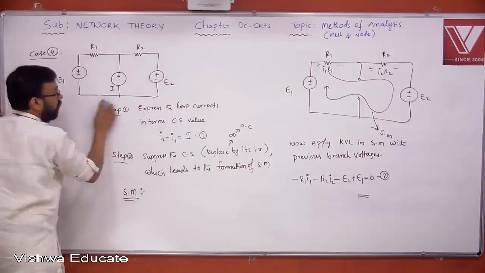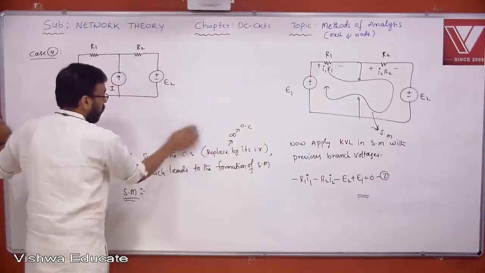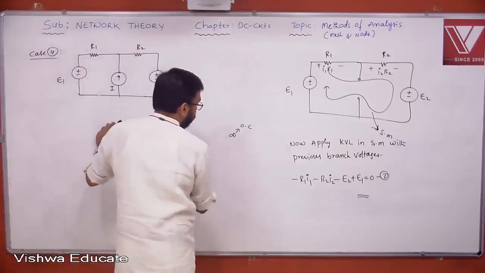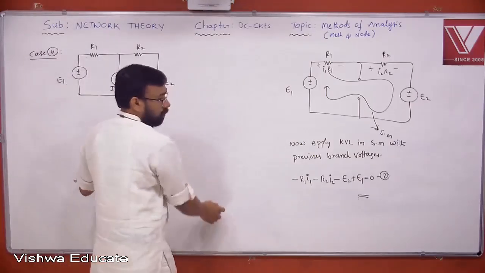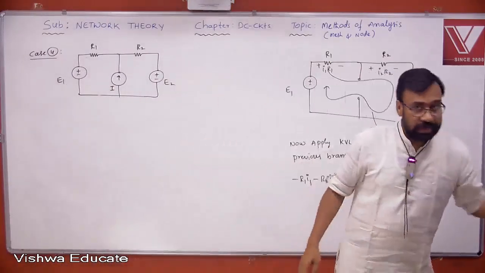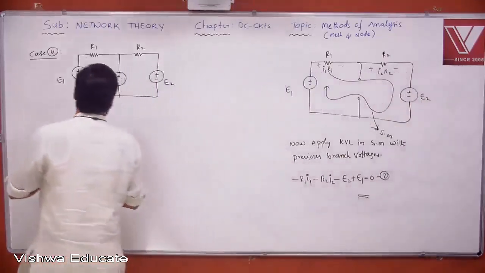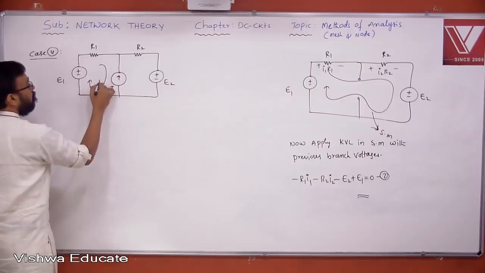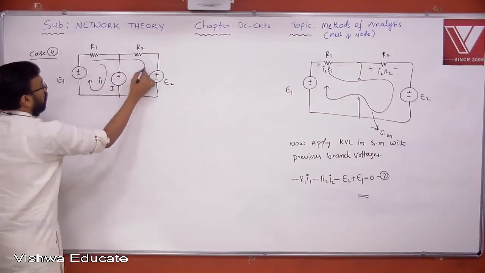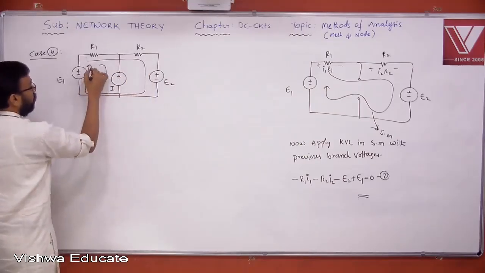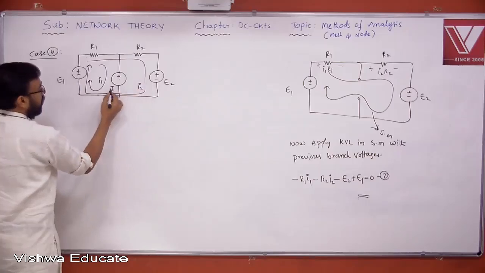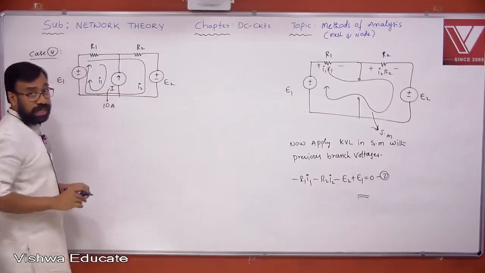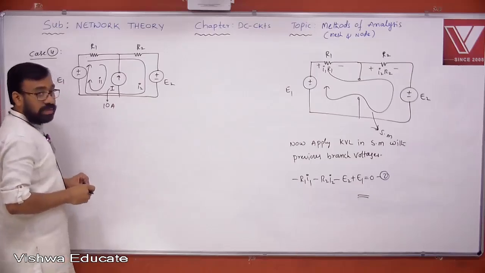Important observation. Look at this, all of you. Don't write anything. Now I give important points. Okay. Look at this. Now suppose I choose the loop currents something like this, I1 and say this is I2. Say this current I is equal to some 10 amperes, let us assume. Now see what is happening here.